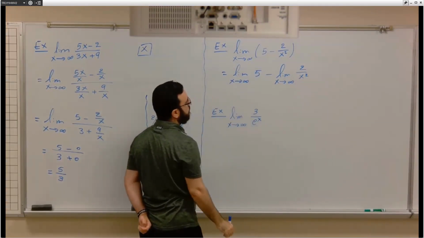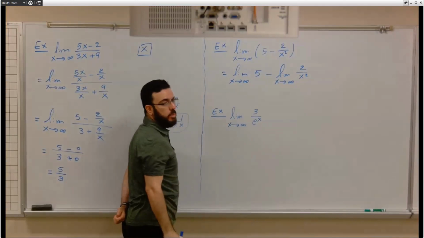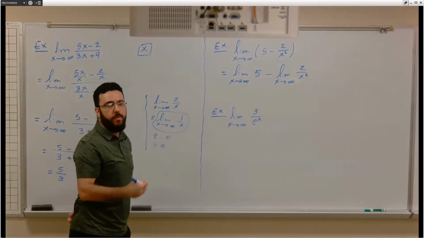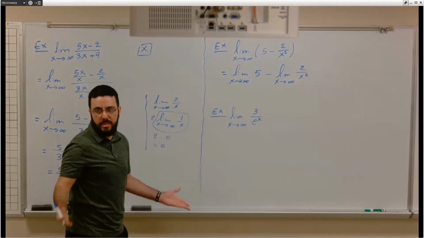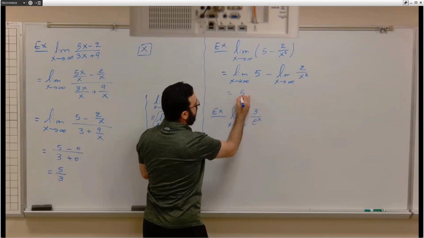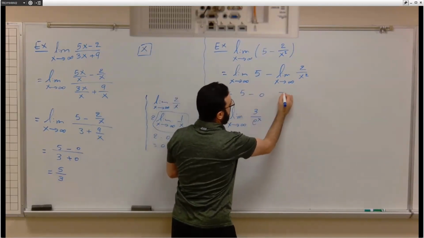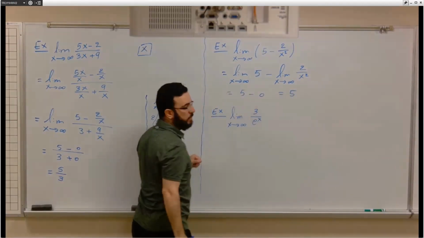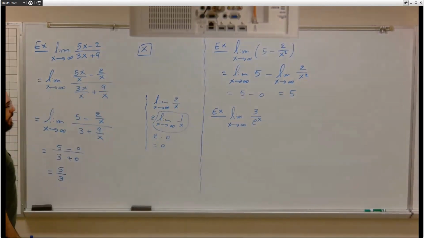I already know 1 over x is going to be 0. 1 over x squared is the same thing, so also the limit for this part is going to be 0. The limit for the constant is going to be the constant. Minus 0, then the result is going to be 5. Okay?